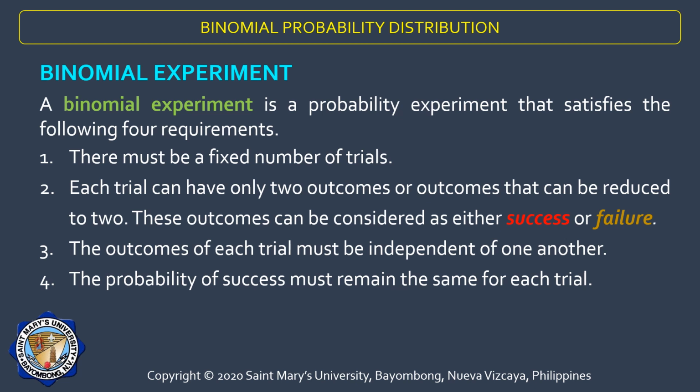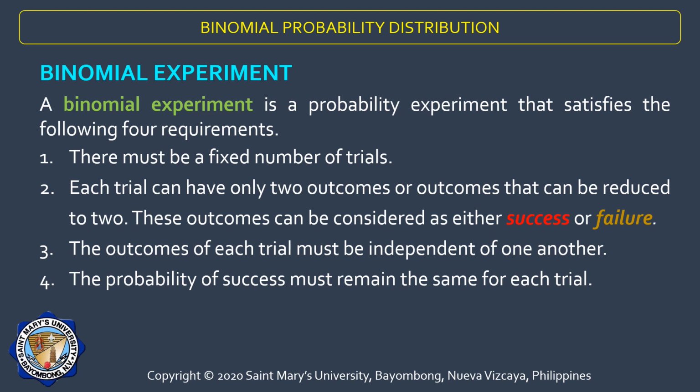A binomial experiment is a probability experiment that satisfies the following four requirements. Number one, there must be a fixed number of trials. Number two, each trial can only have two outcomes or outcomes that can be reduced to two. These outcomes can be considered as either success or failure. That's why it is called binomial experiment, because it has two possible outcomes which are considered success and failure.